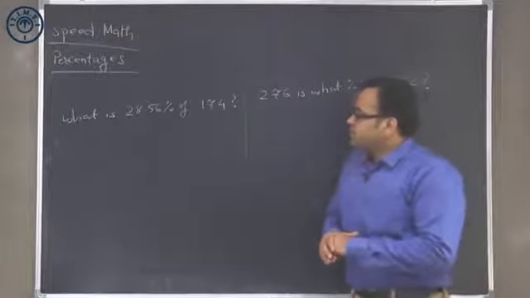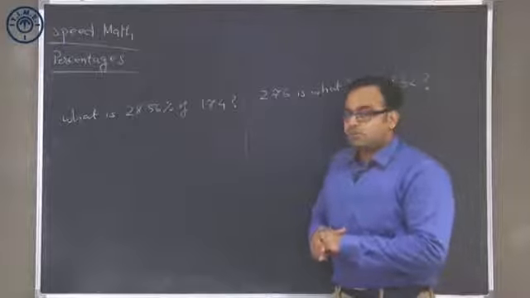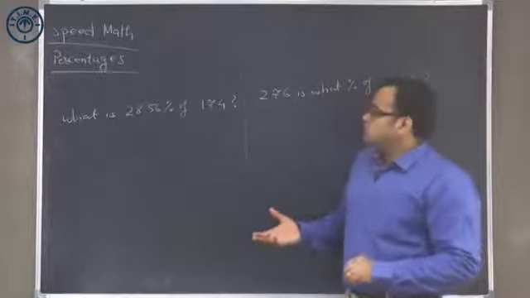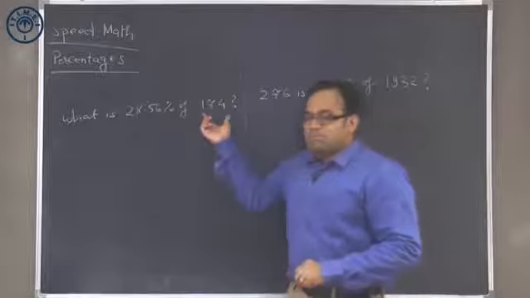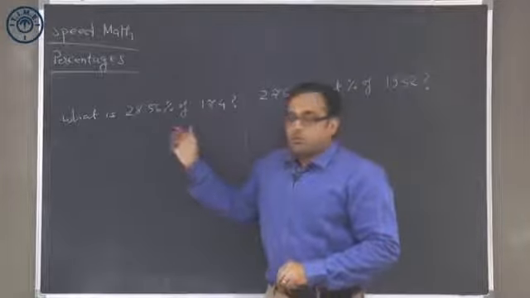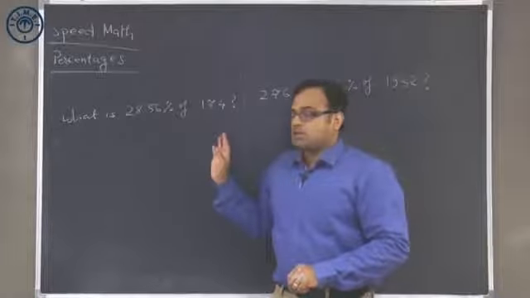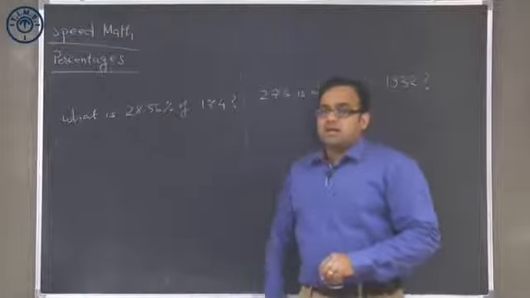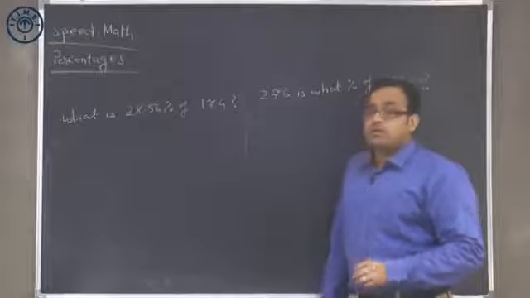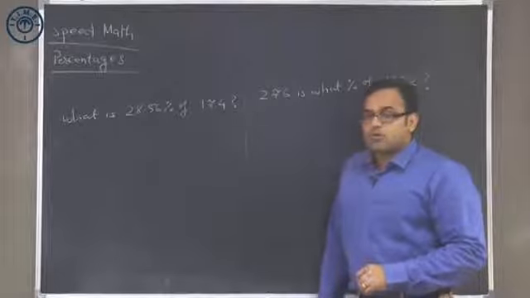What is 28.56% of 174? One method of going about this could be, you could actually take up 174 multiplied by 28.56 divided by 100, and you try to do the actual multiplication calculation, and with that you will get at the answer. That will be quite cumbersome, will take a lot of effort.